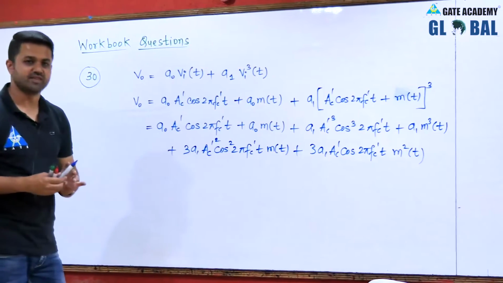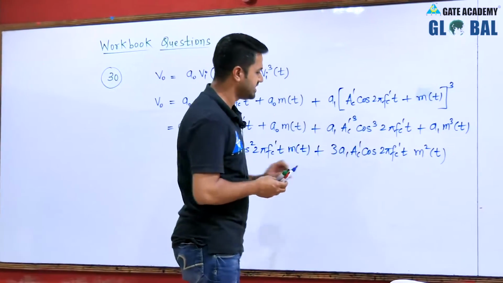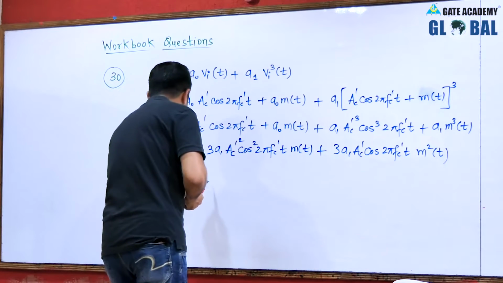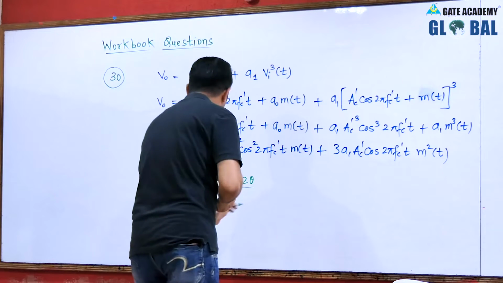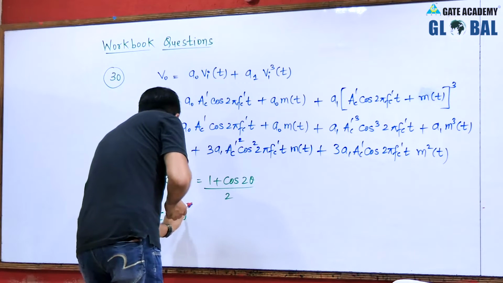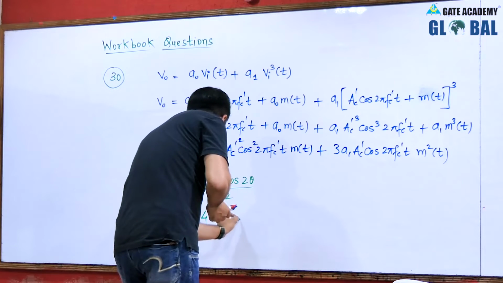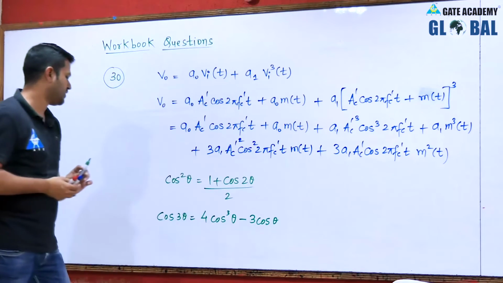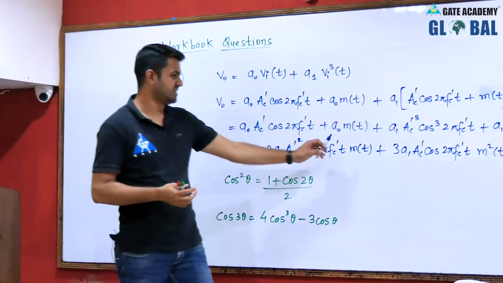These are the terms we will get, and here we can also expand cos^2 theta and cos^3 theta. So, let us write the formulas first. cos^2 theta can be written as (1 plus cos 2 theta) divided by 2, and cos 3 theta is 4 cos^3 theta minus 3 cos theta. So, these are the formulas for cos 3 theta and cos^2 theta.